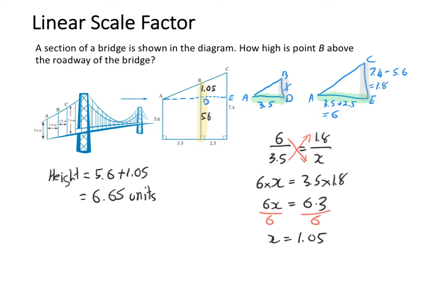And that is an example of how I can use scale factor and the cross multiplication method to be able to work out a missing dimension by adding in some extra shapes.